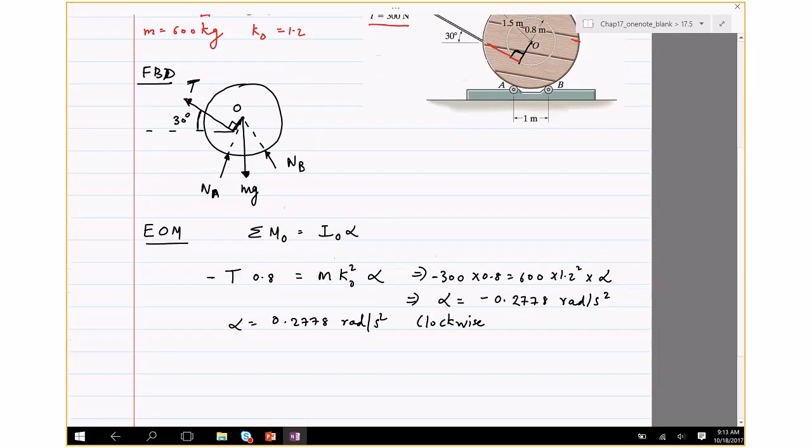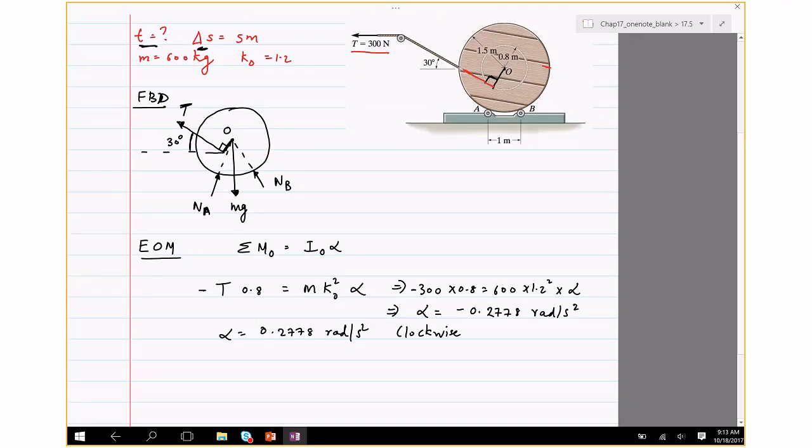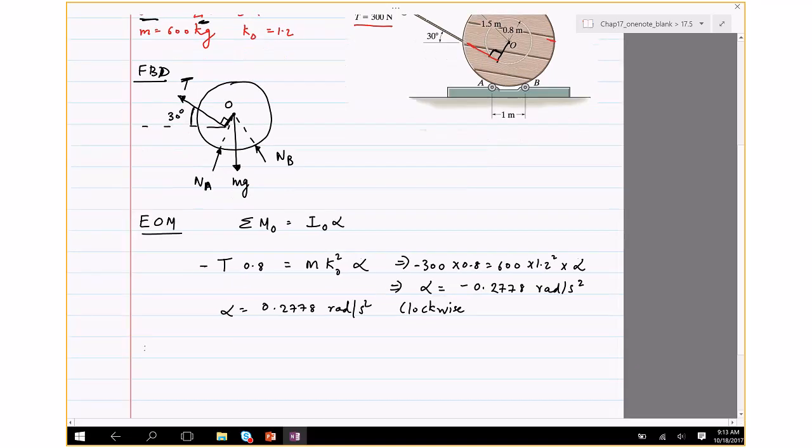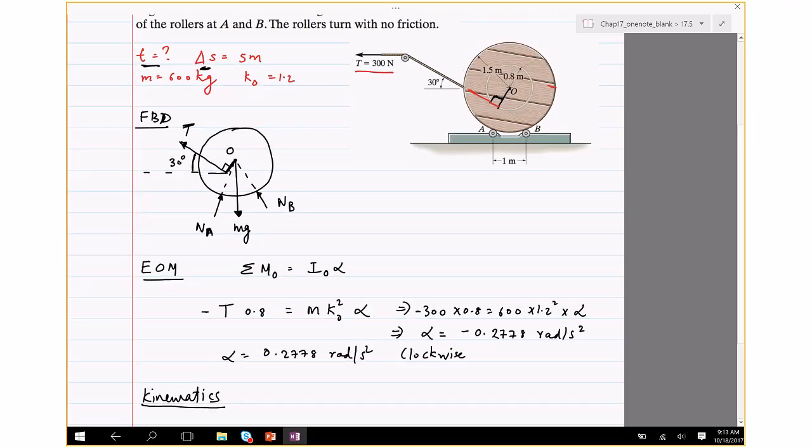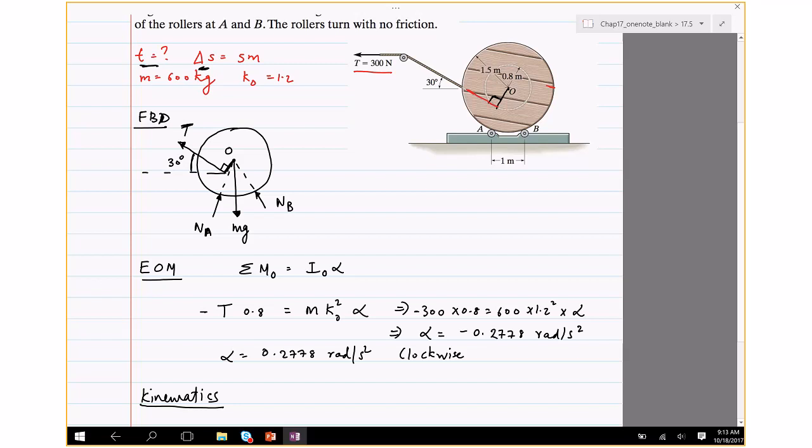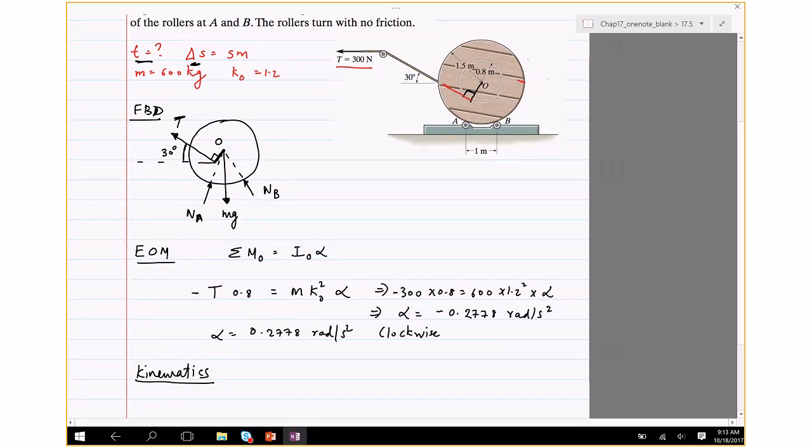Okay, so the next step is I need to find the time it takes to unravel 5 meters. Given the acceleration, I need to go one level down to velocity and then position. So I'm going to do kinematics. I'm given that the spool unwinds a distance of 5 meters, which is a linear distance, but what I know is the angular acceleration. So there's a disparity. Is there a way to relate the two?